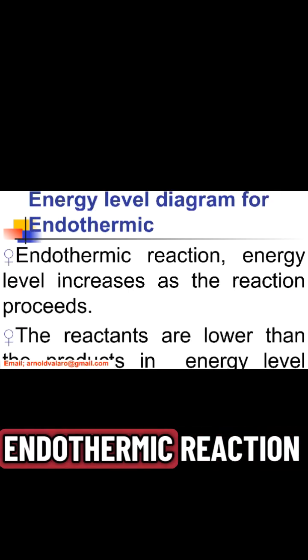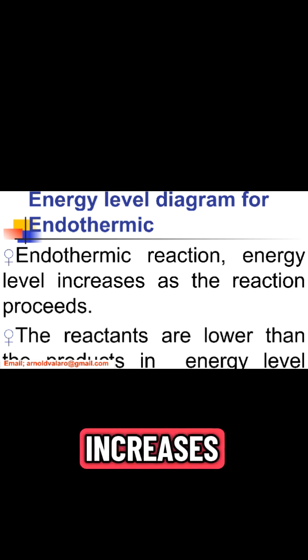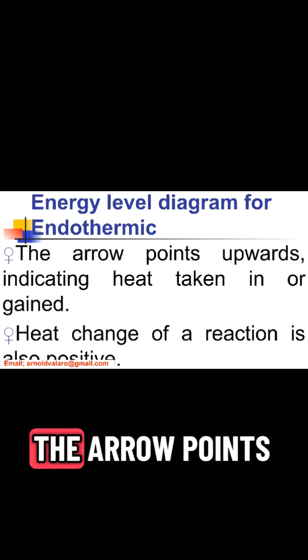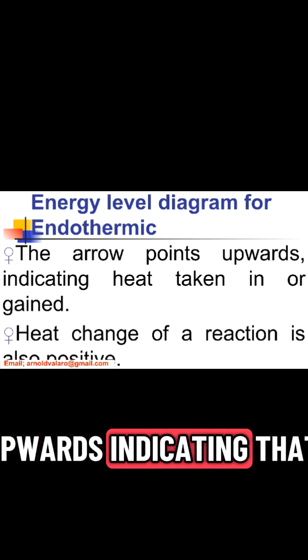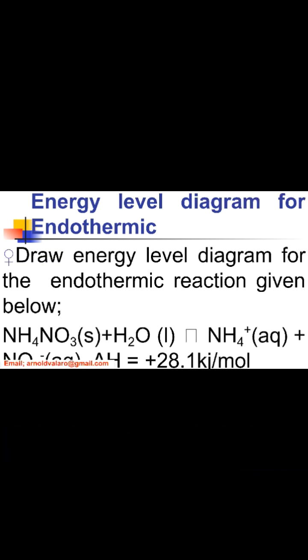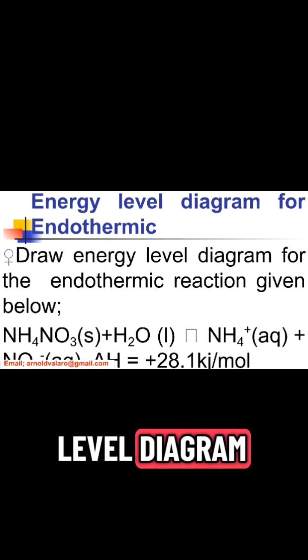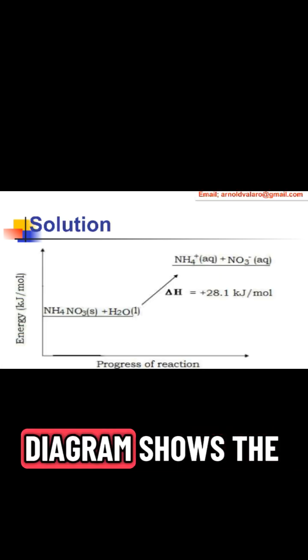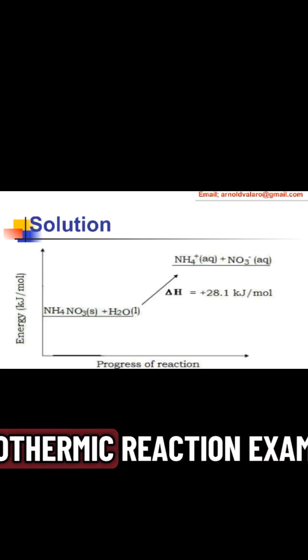For an endothermic reaction, the energy level increases, meaning the reactants are lower in energy than the products. The arrow points upwards, indicating that heat is taken in or gained, and the heat change is positive. This is an example of an energy level diagram for an endothermic reaction. We will now draw the energy level diagram for the endothermic dissolution of ammonium nitrate in water. This diagram shows the solution for the endothermic reaction example.